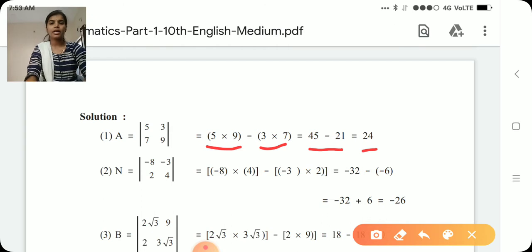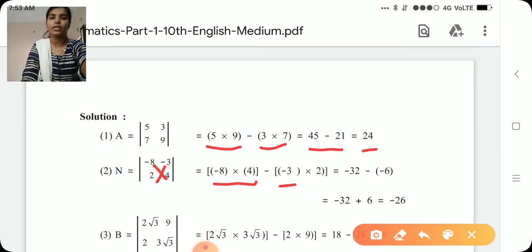Then in the second example, minus 8, 2, minus 3, 4. You want to multiply the cross numbers. So in that you multiply these two, which are minus 8 into 4. And then next these two, which are minus 3 into 2.